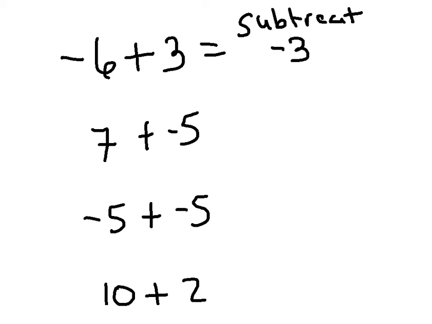Again, here in example 2, we have 7 plus a negative 5. So I have opposites. I have a positive and a negative together. I'm going to subtract my two numbers. 7 minus 5 is 2. And then I'm going to look and say, does 7 or 5 have the larger absolute value? In this case, 7's absolute value is larger. It's a positive number, so my answer is positive.